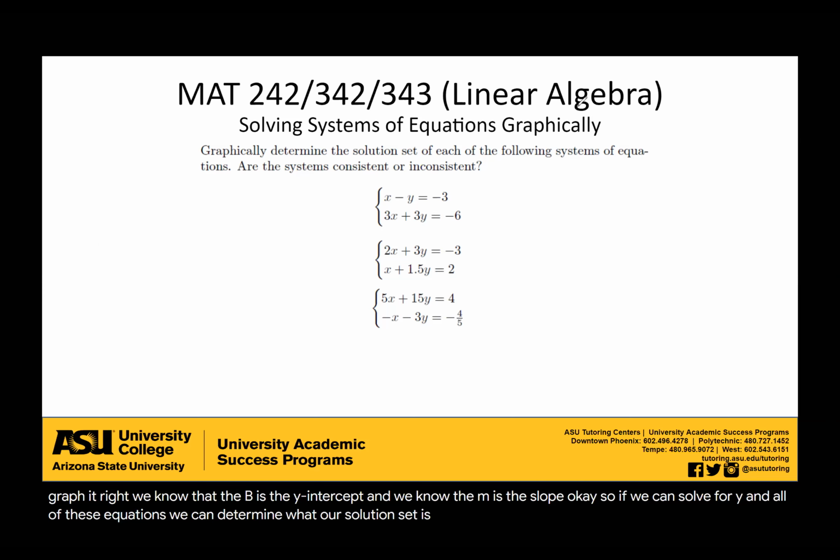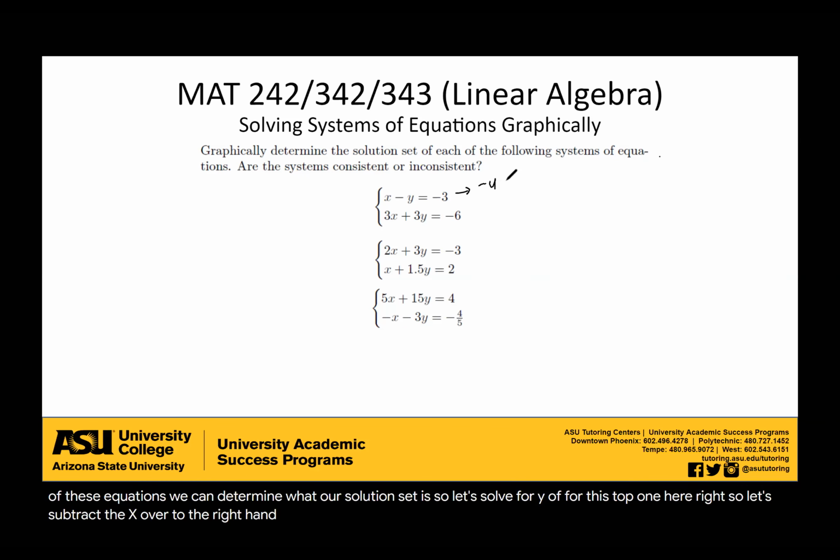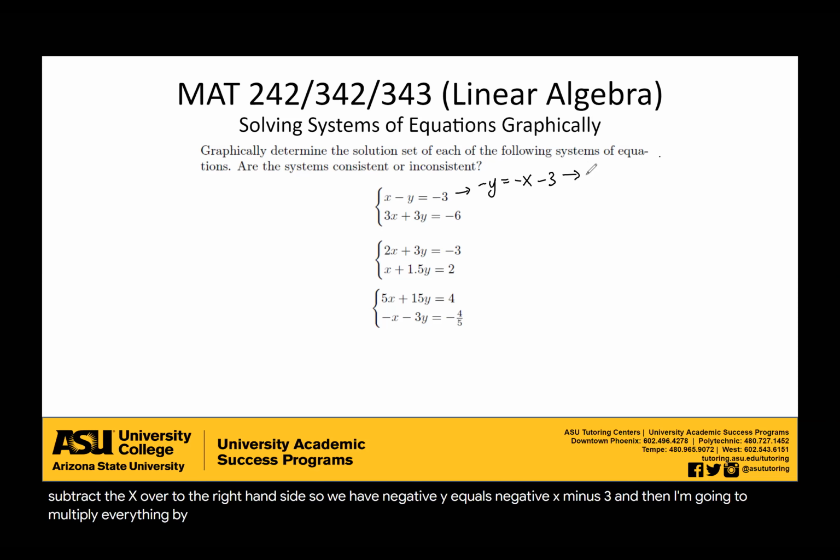So let's solve for y for this top one here, right? So let's subtract the x over to the right-hand side. So we'd have negative y equals negative x minus 3. And then I'm going to multiply everything by negative 1, so I'm just going to flip all the signs. So my first one is y equals x plus 3.